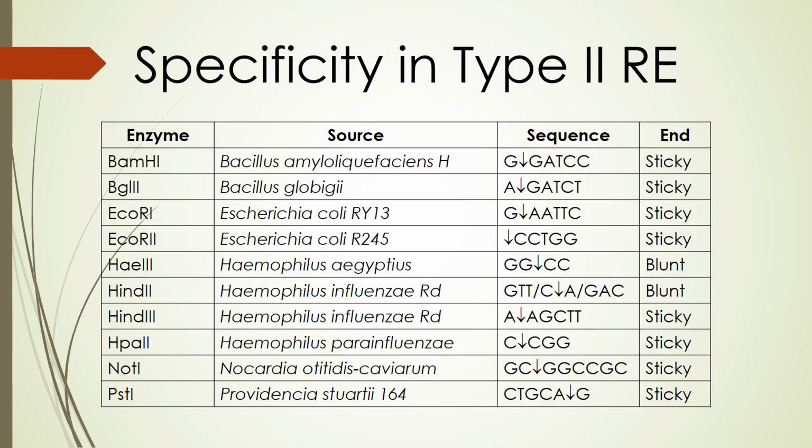These are some example enzyme names, and this table shows the enzyme name, source, and sequence, and what type of product. So then BglII and all the things. And these are some important enzymes. These are all type 2 restriction enzymes.